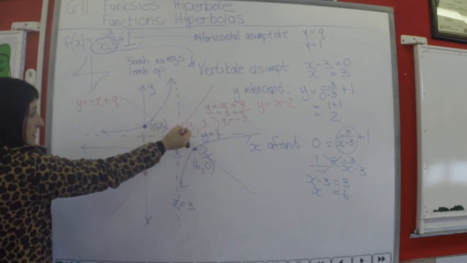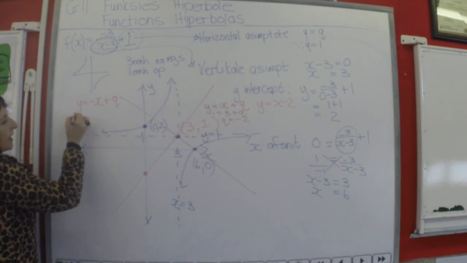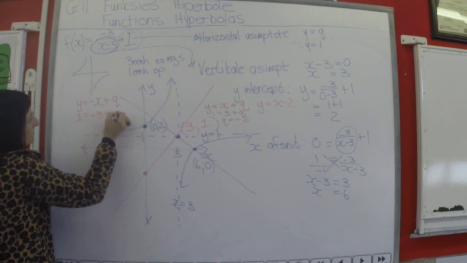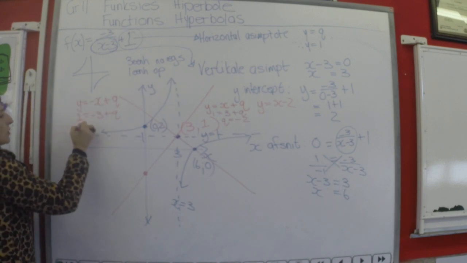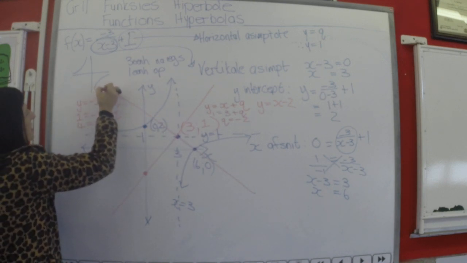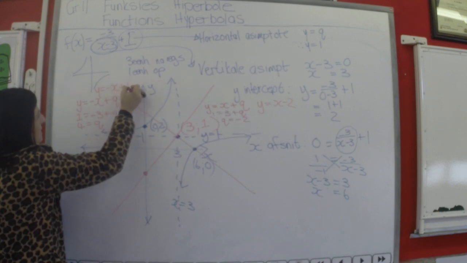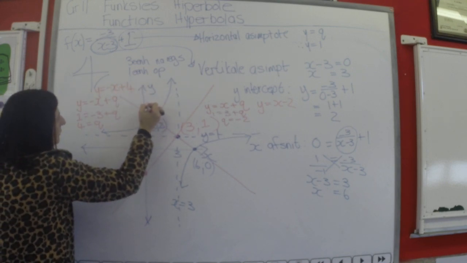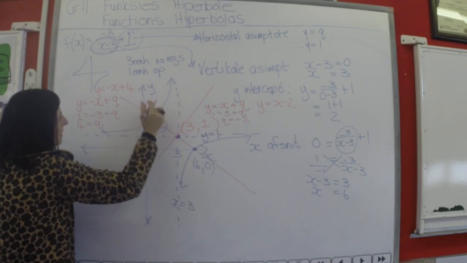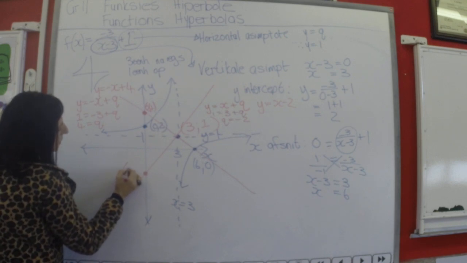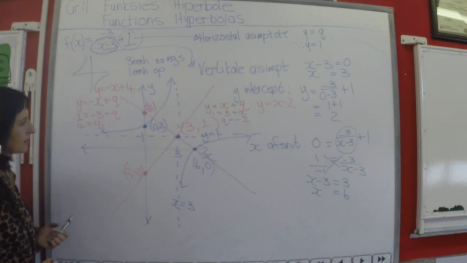In this case, same value I insert. Ek het vir y 1, vir x 3. As ek die min 3 oorvat, word hy 4. So die vergelyking van daai simmetriese as is y gelyk aan minus x plus 4. Daar gaan hy deur die waarde 4, 0. En hier gaan hy deur die waarde 0, minus 2. As I've worked out.